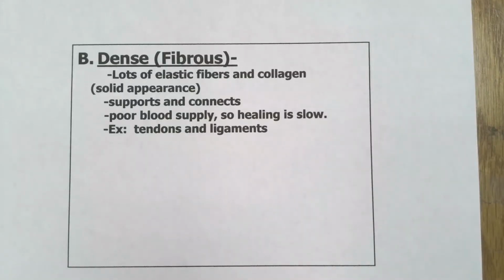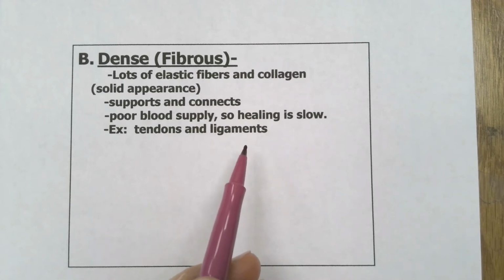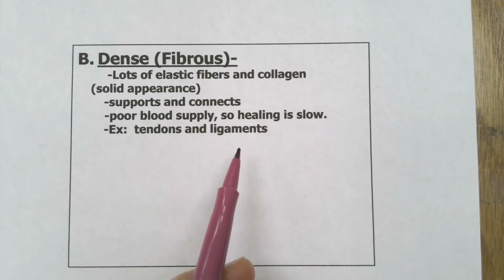Okay, so our second specific tissue type within connective tissue is dense tissue or fibrous connective tissue. There's two different types, and pictures are on the next two slides. So your dense fibrous connective tissue has lots of elastic fibers and collagen. It's very solid and dense looking in appearance. It supports and connects. It's got a very poor blood supply, so healing is really slow. For example, tendons and ligaments, if you've ever had a tendon or a ligament injury or tear, then they're pretty slow to heal a lot of times, especially as we get older, they're slower to heal.